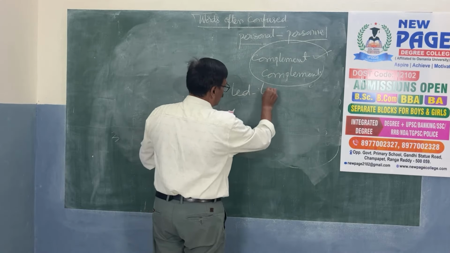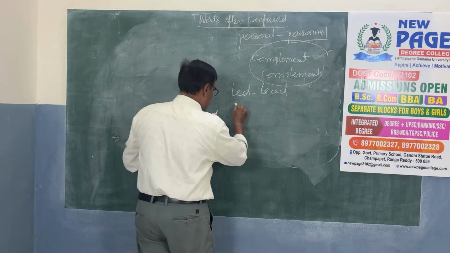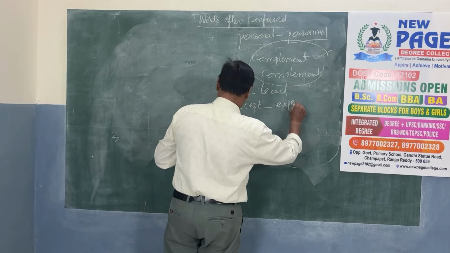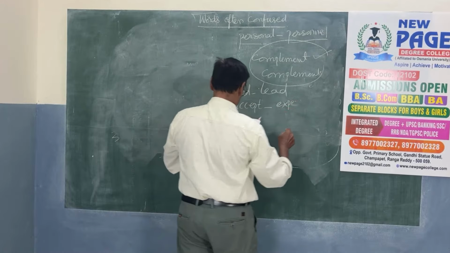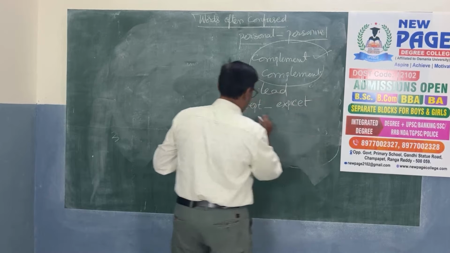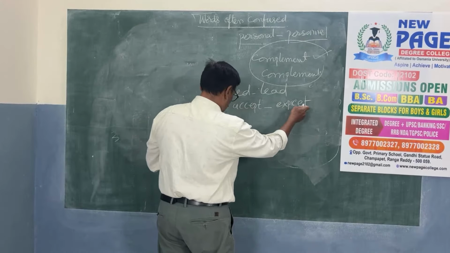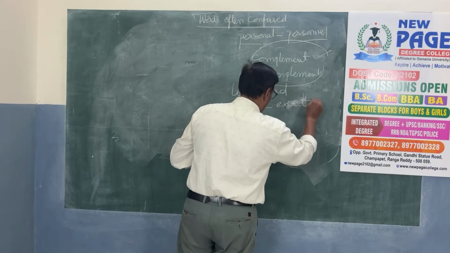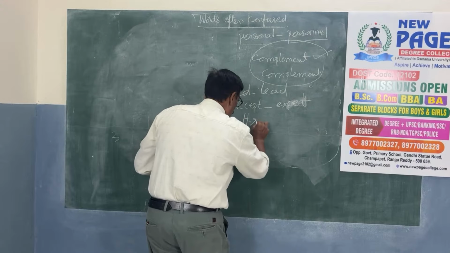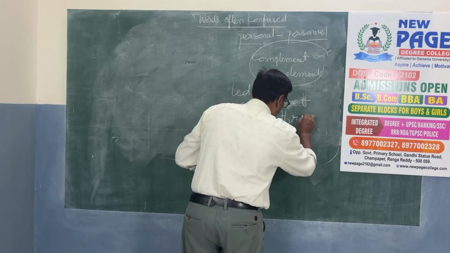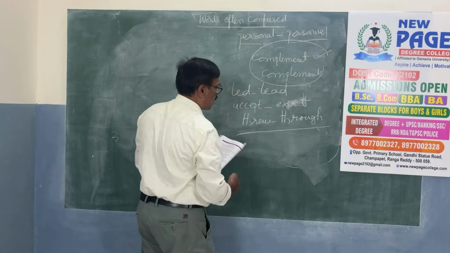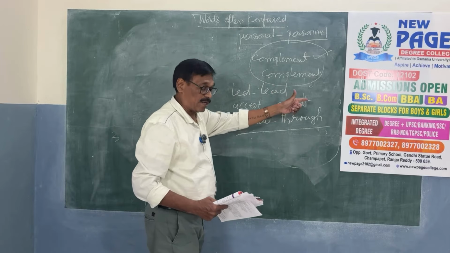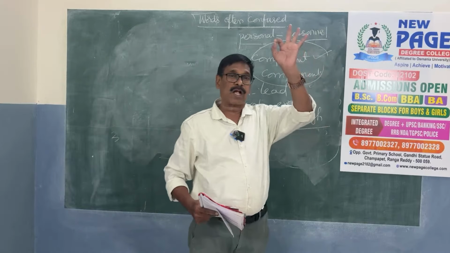For example, I will give one more thing. Accept, except. See that one, E-X-C-E. Sorry, accept. Throw, threw. So the difference is simple: similar pronunciation, but the meaning is different. That's why we said words often confused.